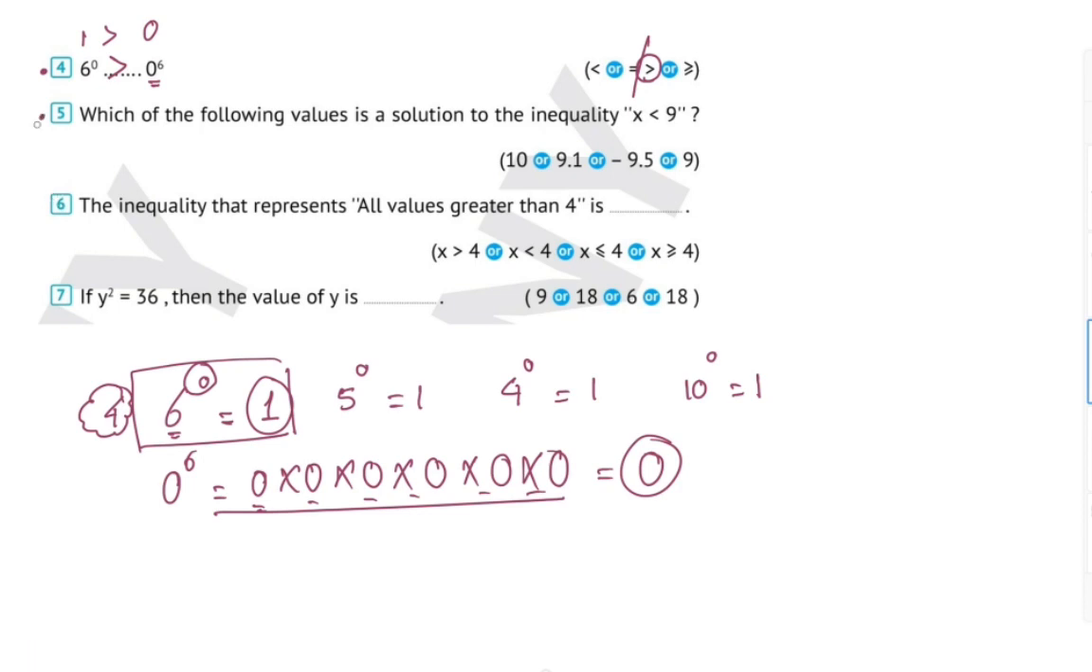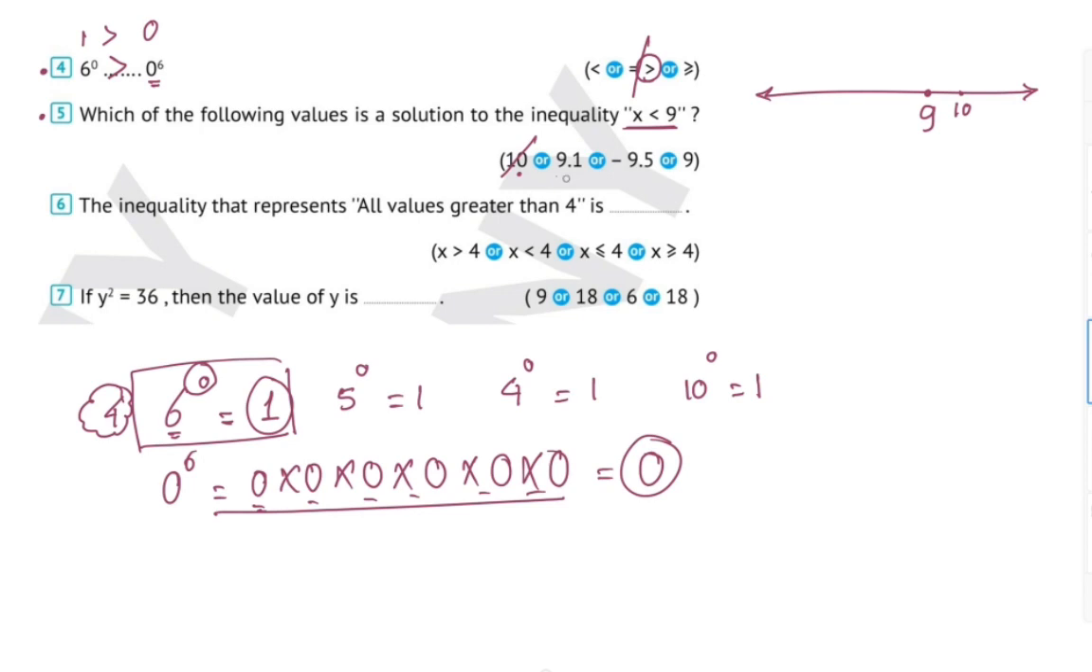Question number 5. Which of the following values is a solution of the inequality x less than 9? First, draw your number line and put 9 anywhere. Now look at the choices. First, the choice is 10. Where is 10? 10 may be here, right? But x less than 9. Is 10 less than 9? No.